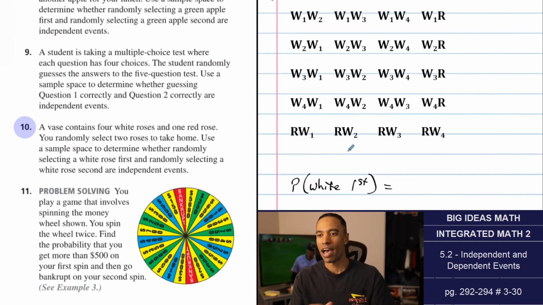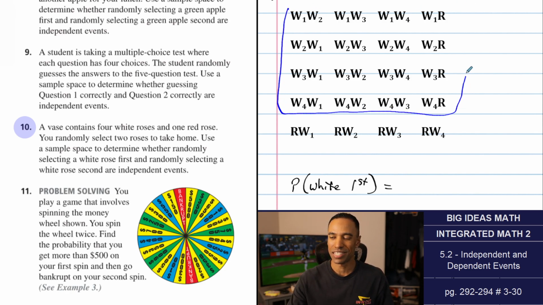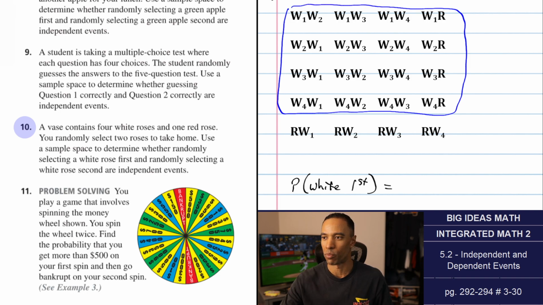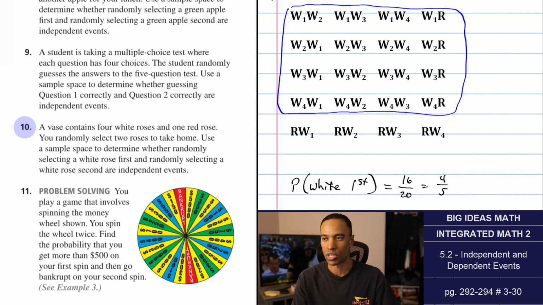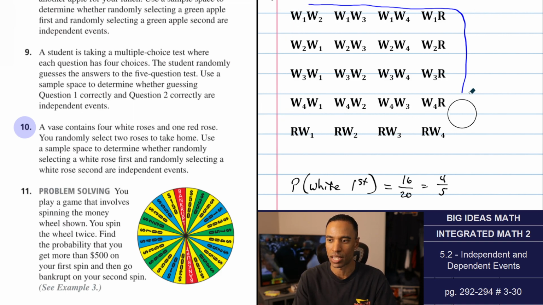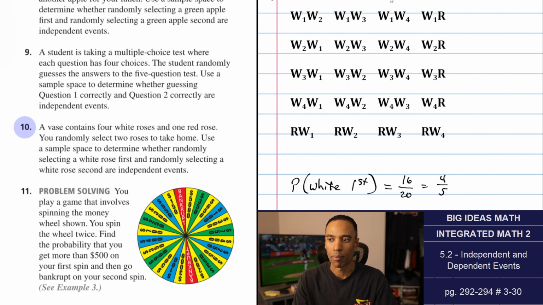But, okay, now, what do we have? We have this whole set, these 16 ones where you can select a white rose first. That's 16 out of, there are 4 more after that, there are 20. And that is 4/5, which makes sense in the sense that there are 4 white roses and 1 red rose. But that overall combination set still shows up that way.